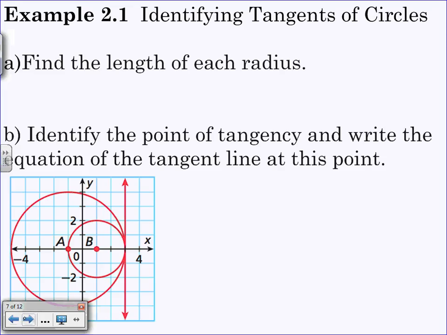So example 1.1, identifying tangents of circles. Part A just wants us to find the radius of each circle. So we have two circles. A is our larger circle. Remember, we name it by the center point. B is our smaller circle. So we have circle A, circle B.